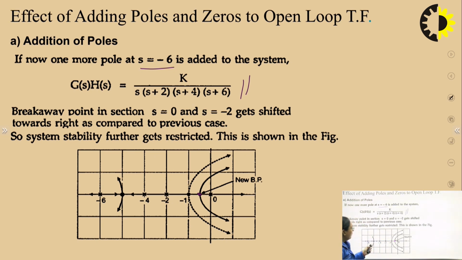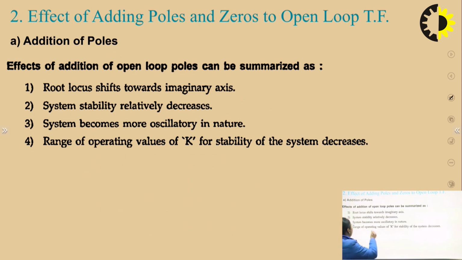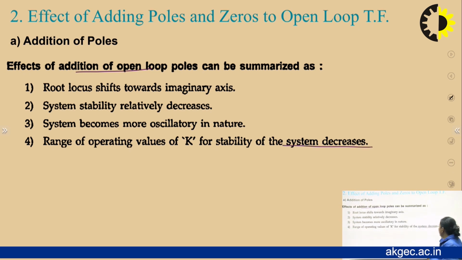Okay. So, what are the effects of adding a pole to the root locus? The root locus will shift towards the imaginary axis, right? So the stability of the system will relatively decrease, and the system will become more oscillatory in nature. And the operating range of K for the stability of the system will decrease, right?